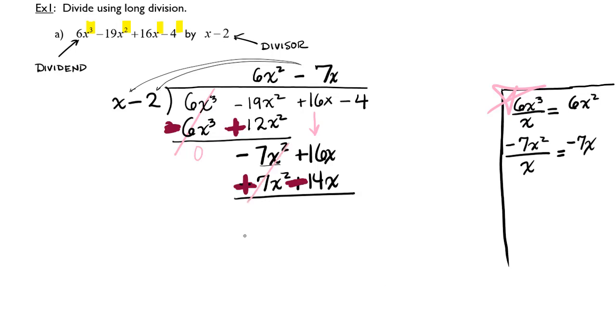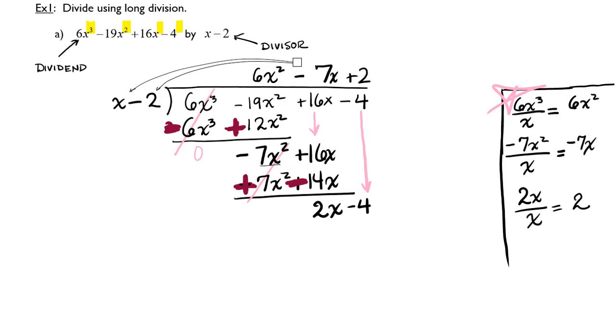The first two add to 0. Haha, I did it right. My second two terms add to 2x, and now I drop down the next term to the right, which is a negative 4. And I do the whole process over again. So 2x is now my first term of the dividend. So 2x divided by the first term of my divisor, x, that gives me 2. Put that in the quotient.